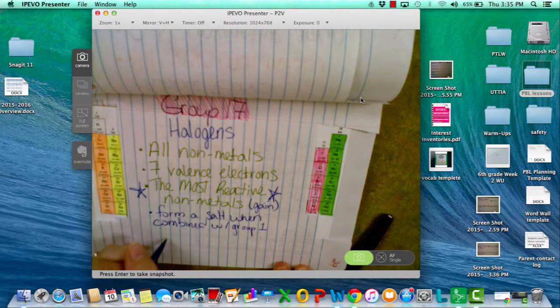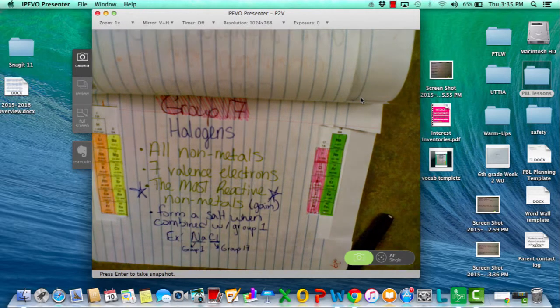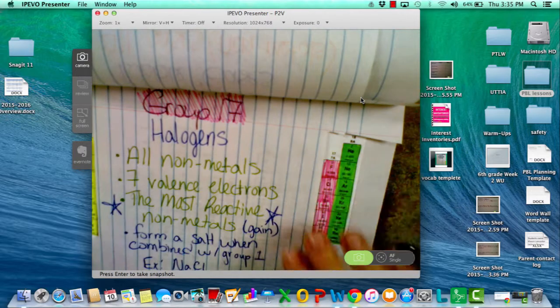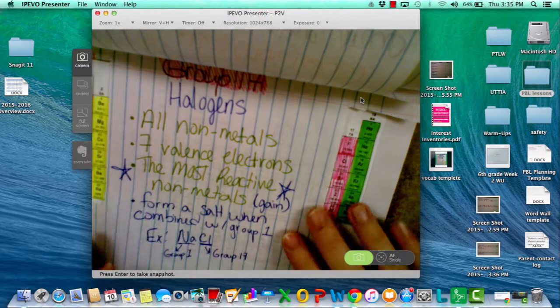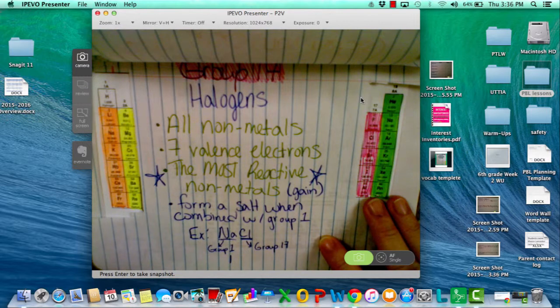Okay, and the example is, let's do sodium chloride, NaCl, right? Well, Na comes from which group? Group 1. And chlorine comes from group 17. So, let me zoom in for a little bit. If you belong to group 1, how many valence electrons do you have? 1. If you belong to group 17, that means you have 7. What's 1 plus 7? It's 8, which is our magic number.